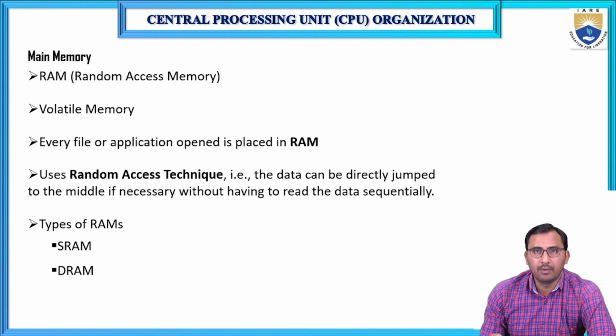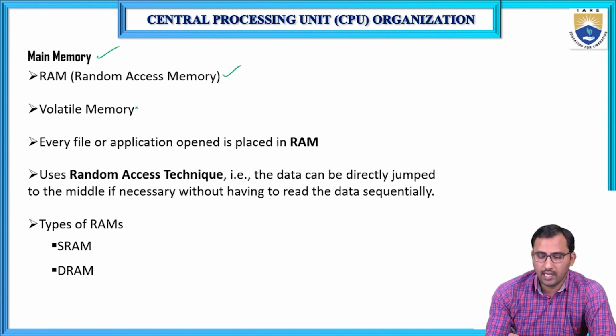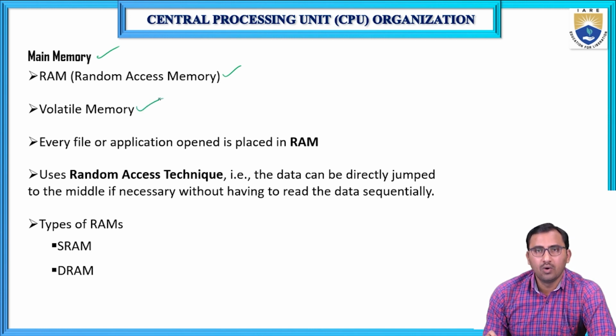And coming to the memory, the main memory. RAM, random access memory, can be considered as the main memory. Using this, we can perform either a read operation or a write operation on the memory, and it is a volatile memory.